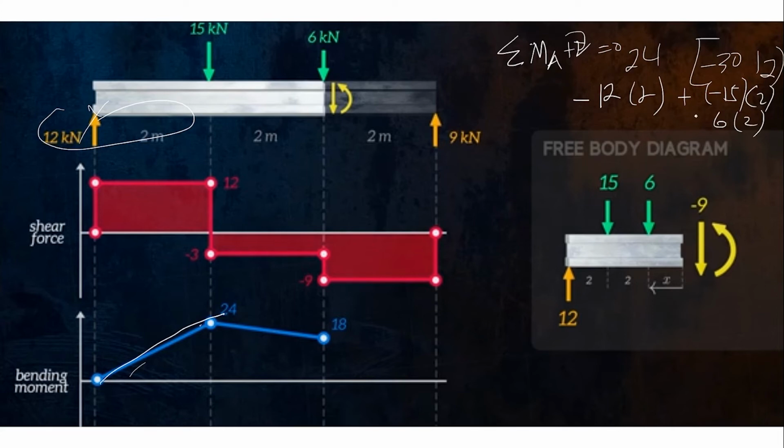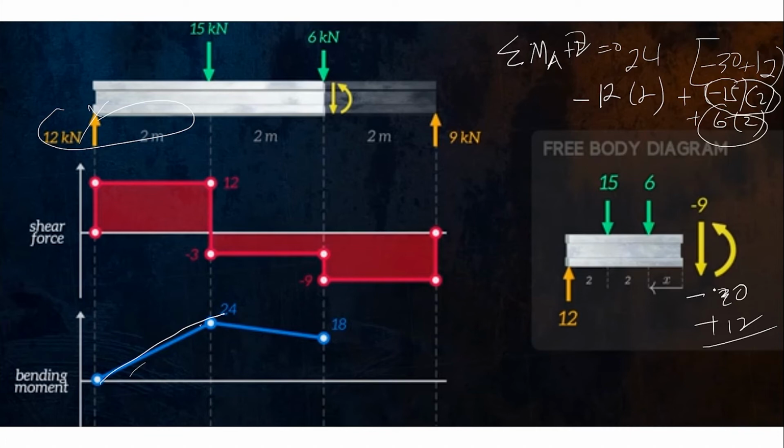Is it positive? 12. 12, how much is this? 18, and then 24. That is the 24, right? So this is the 18. Negative 30 plus 12. Is that right? Negative 30 plus 12. This is negative 30, this is the 12. Negative 18.